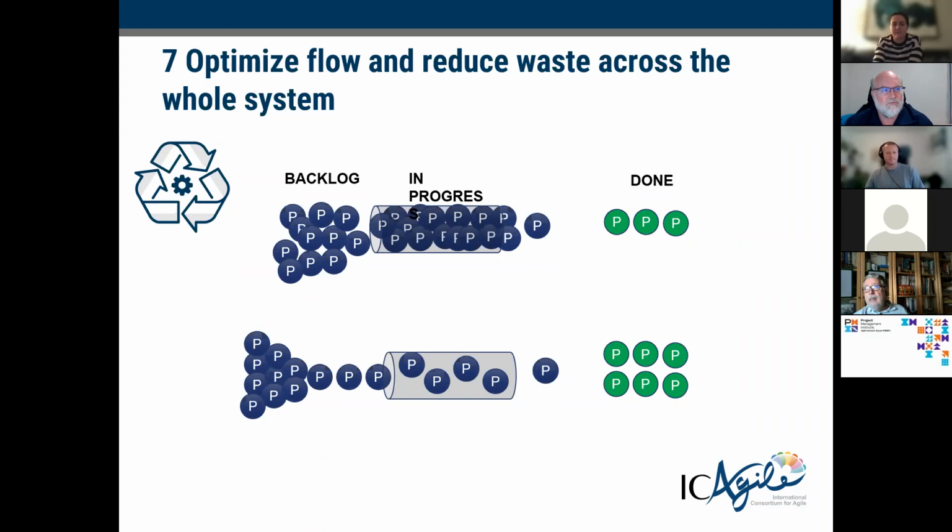Optimize flow and reduce waste across the whole system. Systems thinking is a core competency for effective lean portfolio management. It's the big picture understanding about how the different value streams converge to achieve the organization goals. Identifying and minimizing dependencies across value streams to enable prioritization and adaptation. Waste should be reduced or eliminated wherever it occurs in the system.